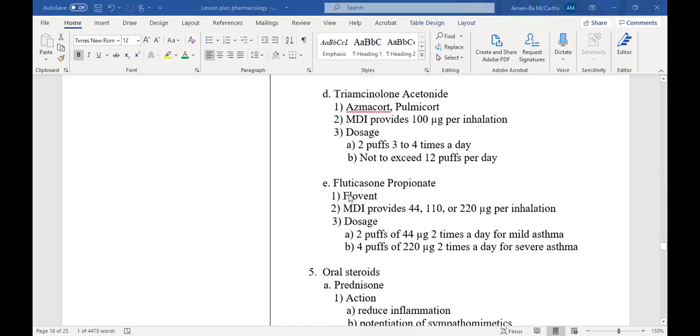Okay, the next one is fluticasone. Fluticasone propionate. Notice I don't say these second words. They're not that important, as long as you know the first one. Fluticasone, which you probably have heard, is Flovent. Fluticasone is an inhaled steroid. It's the generic name for Flovent.